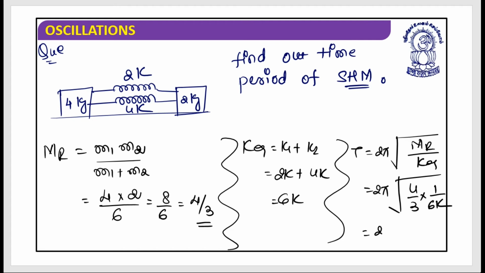Yes, so it's 2 pi under root of 3 sixes are 18, this is 2 by 9k. Yes, it's the time period of this system.